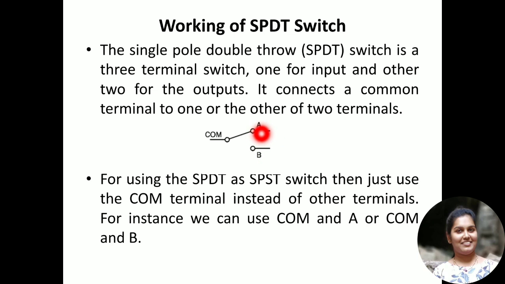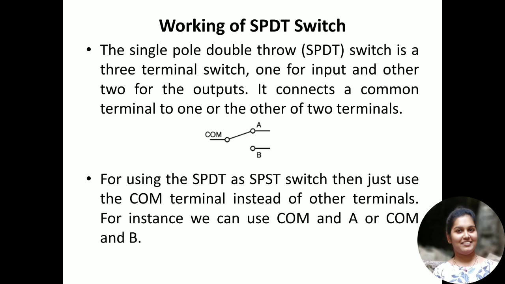Here you can see that A, B are two different positions. So this A and B are nothing but what are used to connect the outputs. So these are nothing but throws. Two different connecting circuits or two different connections can be made. In this figure, we can see that there are two different throws and there is only one pole moving in between them. That is, only one input is connected to two different outputs. Okay. It connects a common terminal to one or other of two terminals.